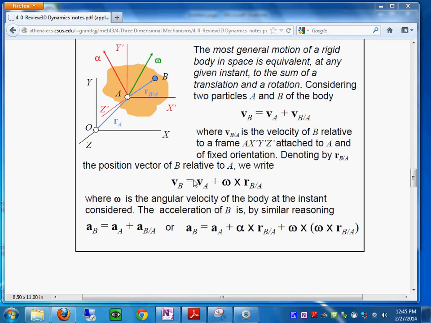The acceleration, we have the acceleration of B is the acceleration of A plus the relative acceleration. That's fine. Now you have, in this case, acceleration of B is the acceleration of A plus alpha cross RBA plus the other one, which would be omega cross R, which is the normal acceleration.